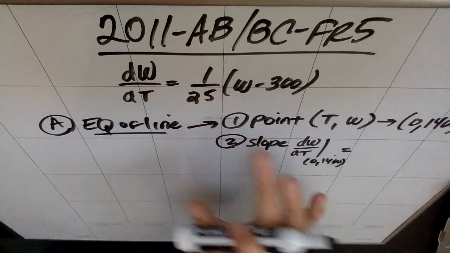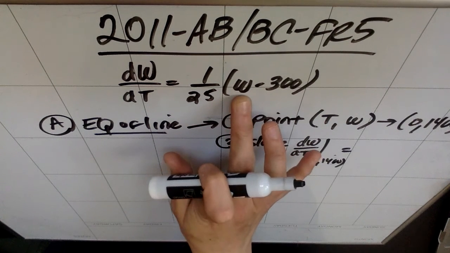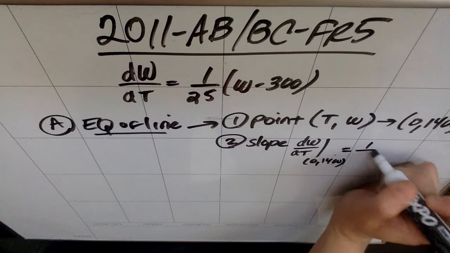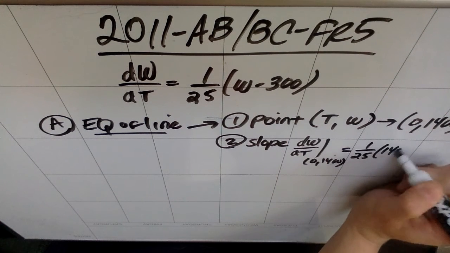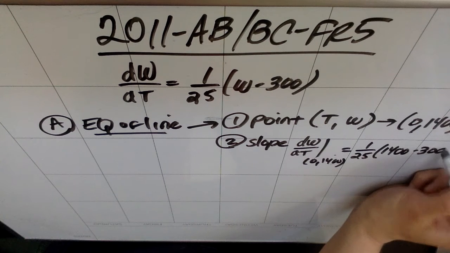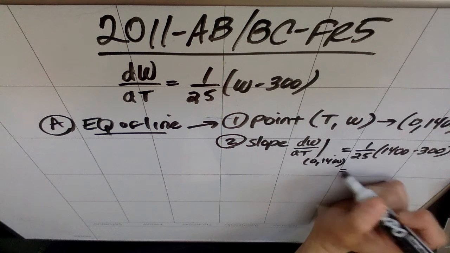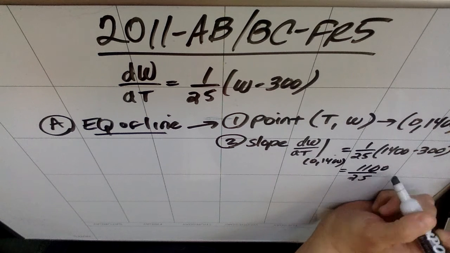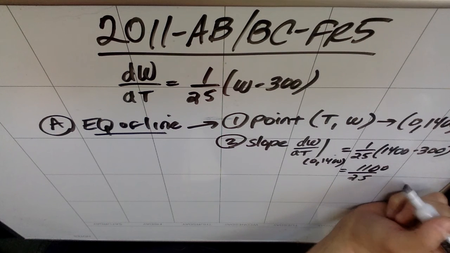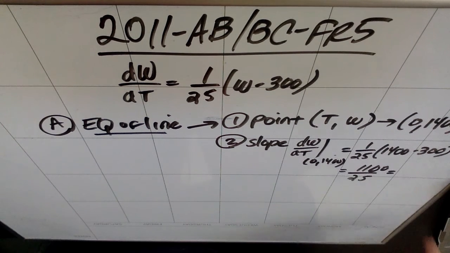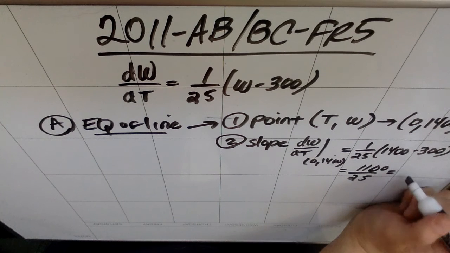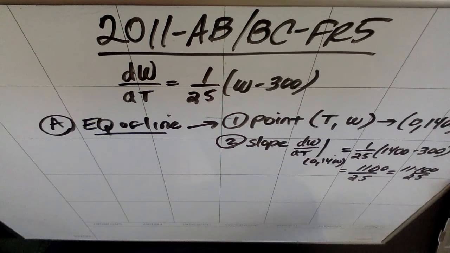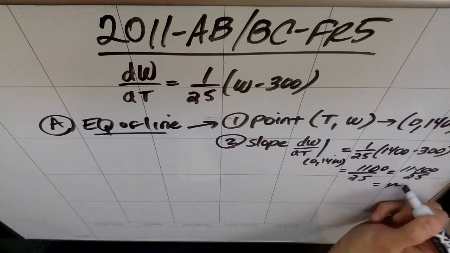The big mistake people make here is they accidentally plug the 0 in for the W, right? We're not plugging in 0 because there's no t in this equation. We're plugging in W. So I'm going to get 1/25 times the 1,400 minus the 300, so I'm going to get 1,100 over 25. There are a couple different ways to do this. I would suggest the easiest way is to say this is 11 times 100 over 25, because 100 over 25 is 4. So you get 44. There's other ways to get there.